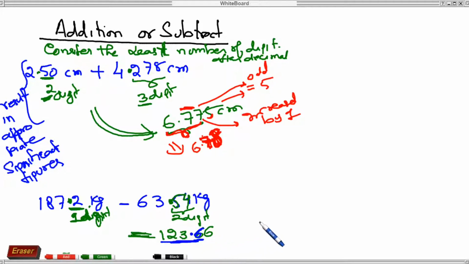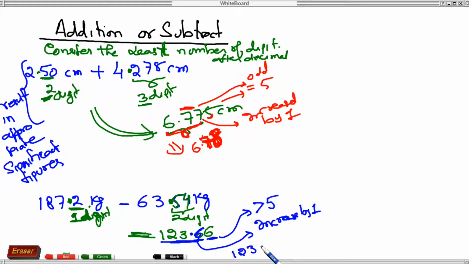We discussed a few rules in our previous video: if the next digit is greater than 5, and here this is greater than 5, so our previous digit will increase by 1. So it will become 123.7. So this will be the answer, 123.7.